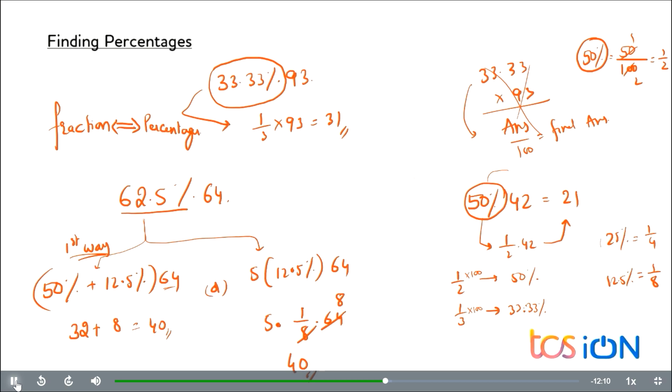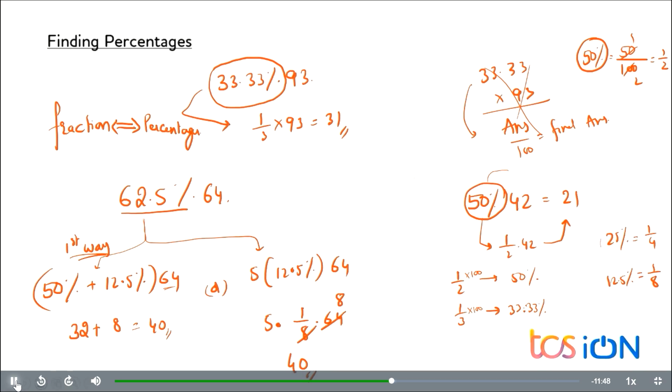So no need to split much or calculate individually and then add all these numbers. Right, everybody? We can do it in a simple process. So that's how we basically calculate. We basically convert fraction into percentage or percentage to fraction. Right, everybody? Yes. So this is one way of answering the finding percentage questions.